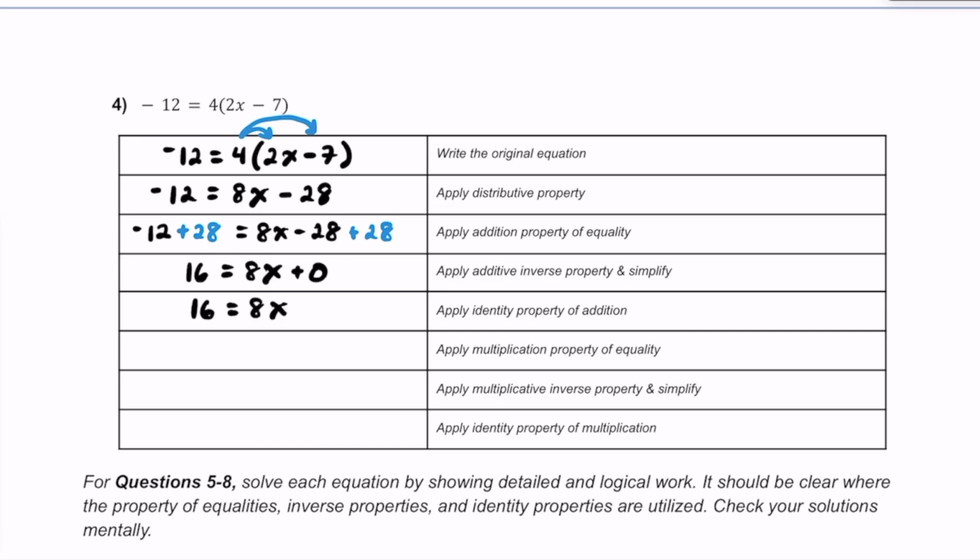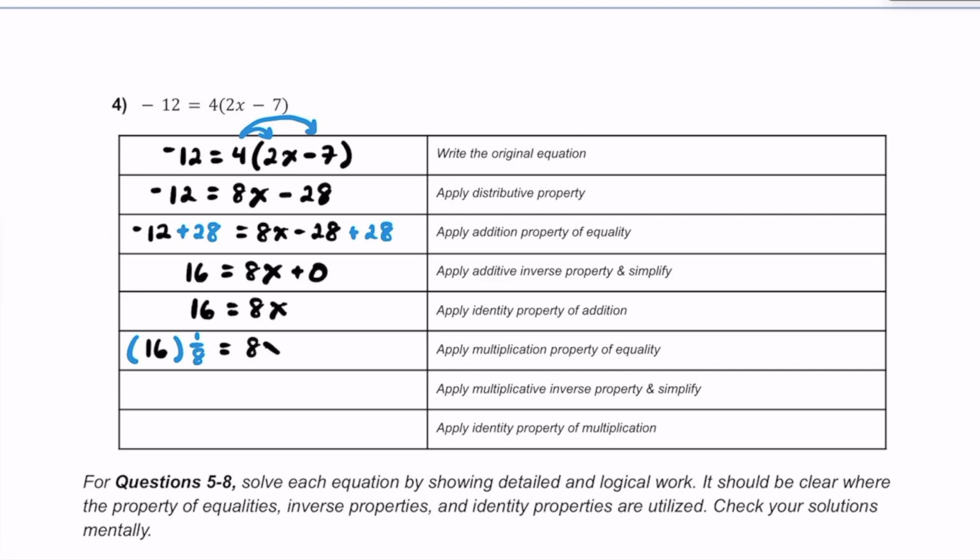equal to 8x. Then using the multiplication property of equality, let's see, what could we use here? I guess you could use the division property of equality, but it says use multiplication, right? So you could divide both sides by 8, but think about how else you could use the multiplication property of equality. We could multiply both sides here by 1/8, right? That would also get you that same value that we're looking for, which is 1.